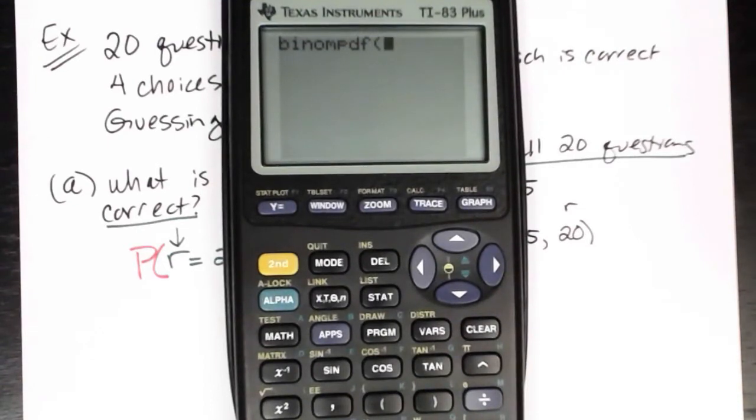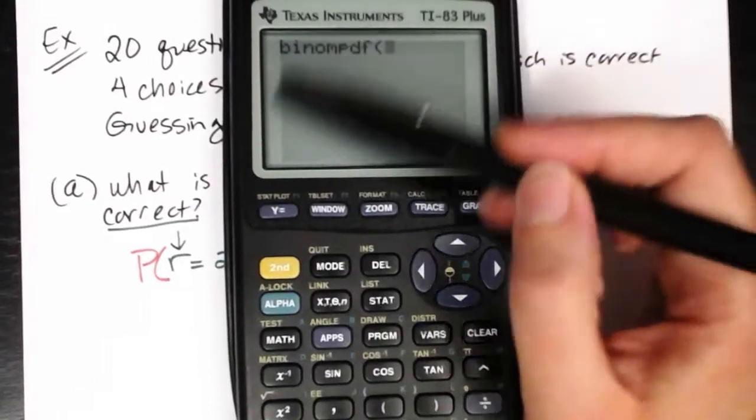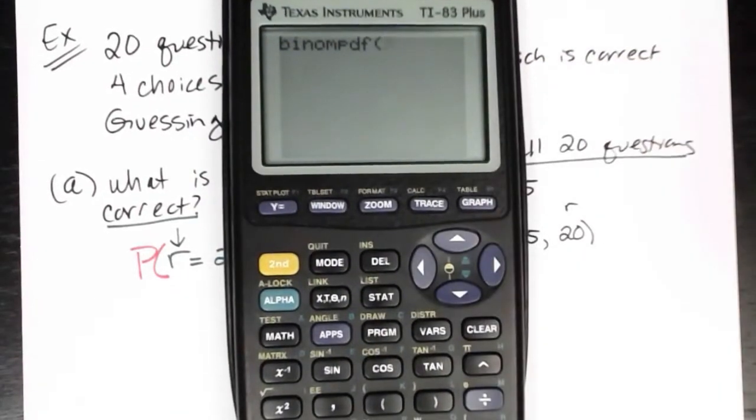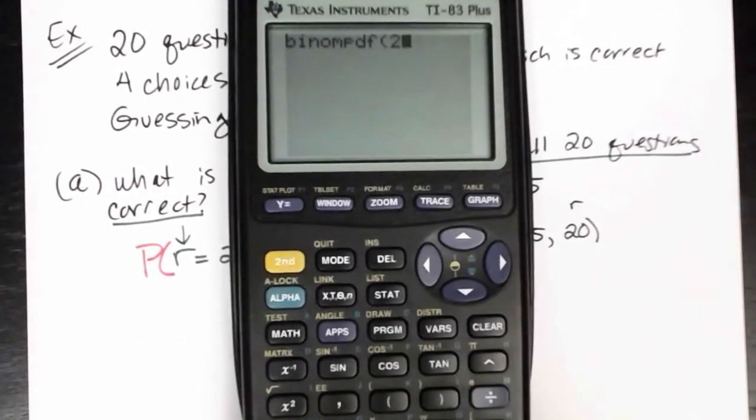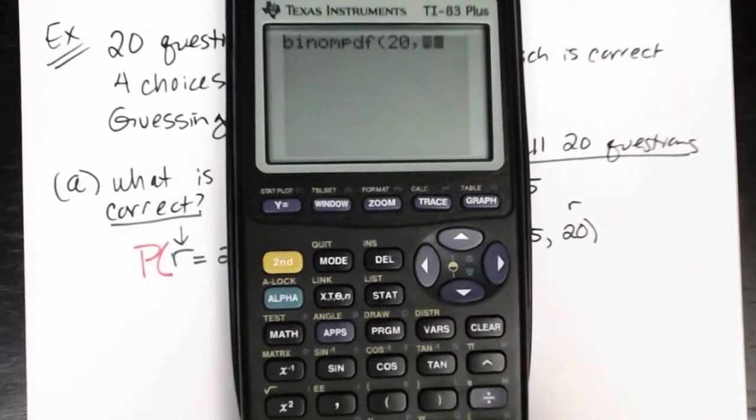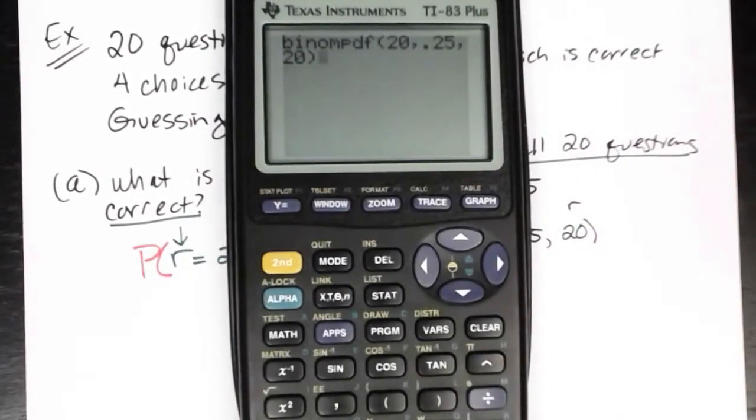Now, if you have the new operating system, instead of this screen, up will come a screen that asks you for trials, probability of success, or p, or something like that, and then x. Basically, it's asking you for n, p, and r in exactly the same order. So you would put all of those into your screen. So n, 20, comma, 0.25, comma, 20, close your parenthesis, and press enter.